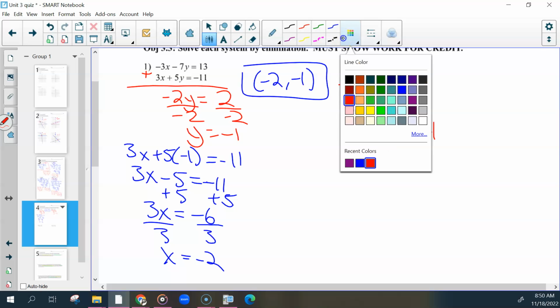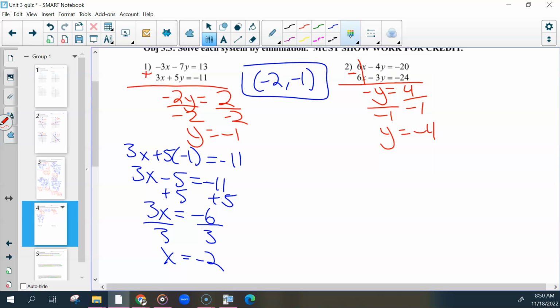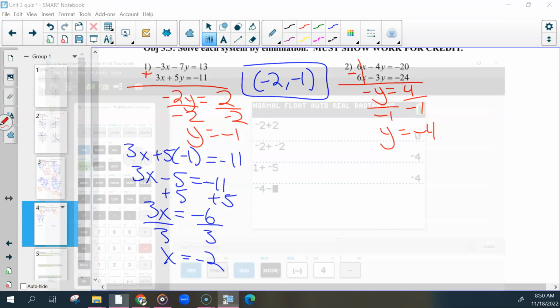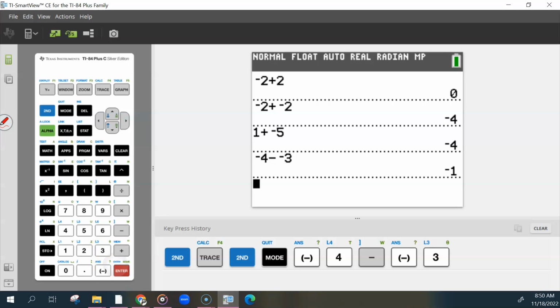Wait, how did you get that? If we are subtracting, negative 4 minus a negative 3 is really negative 4 plus 3. Negative 20 minus negative 24 is really negative 20 plus 24. So how did you get negative y with 4? Oh, you just did it there? Because you're subtracting and they're both negative, this really becomes adding.